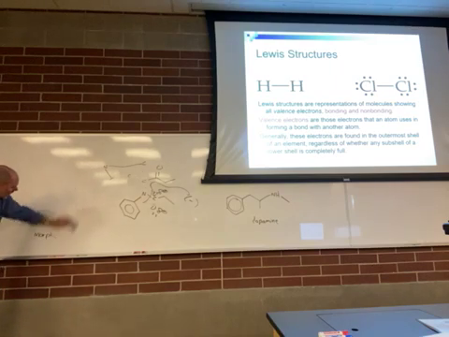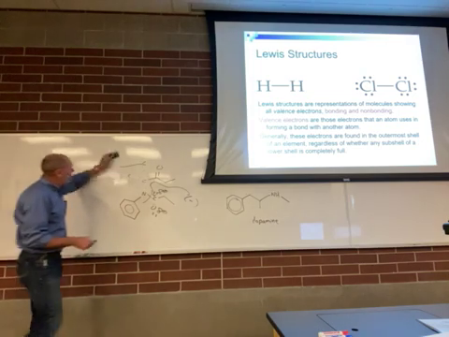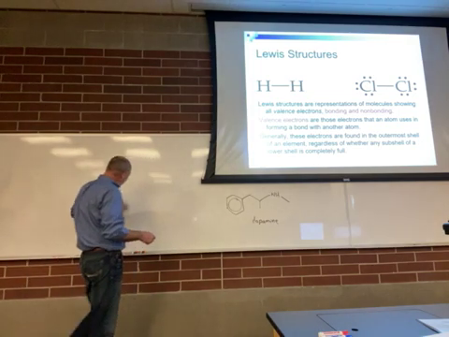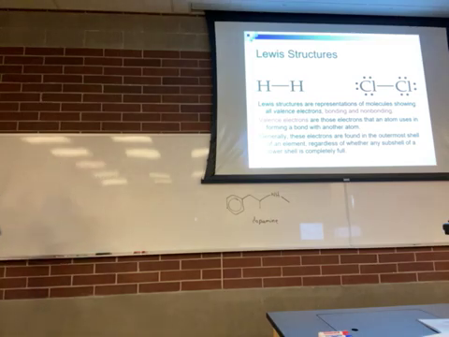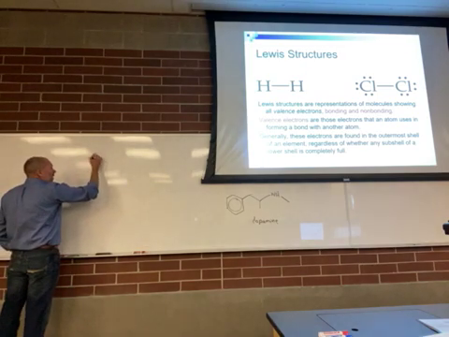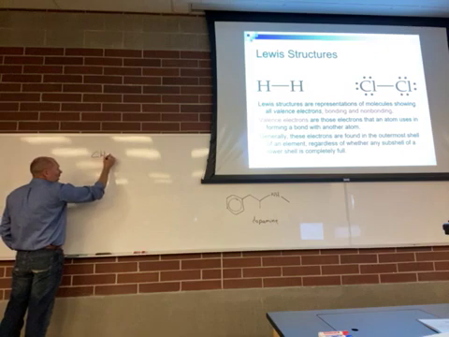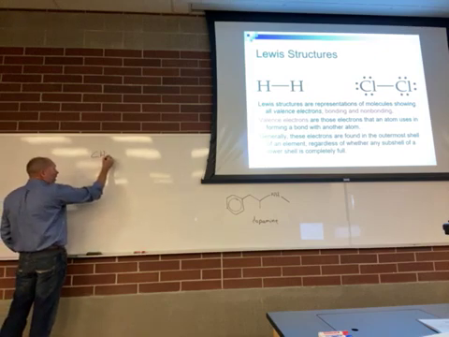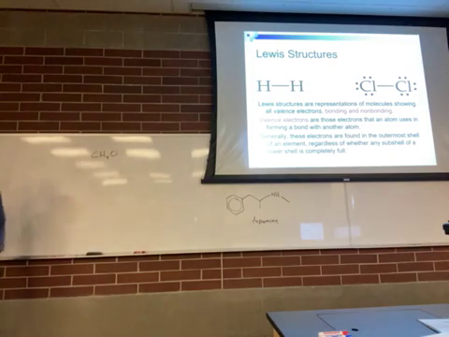Let's look at something like carbon and see if we can come up with the structure for something like methanol. Methanol is CH4O. So let's see if we can draw a Lewis dot structure for this.